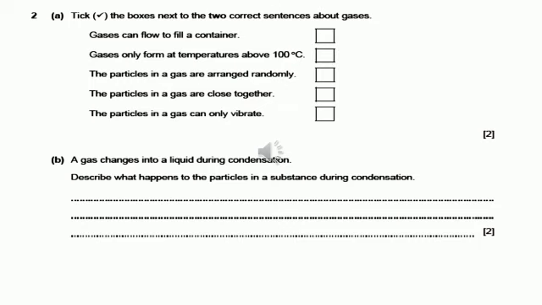Question B. A gas changes into a liquid during condensation. What happens to the particles during condensation? Gas particles will lose energy, gain attraction force, move less. They will slide over each other, turning into liquid.